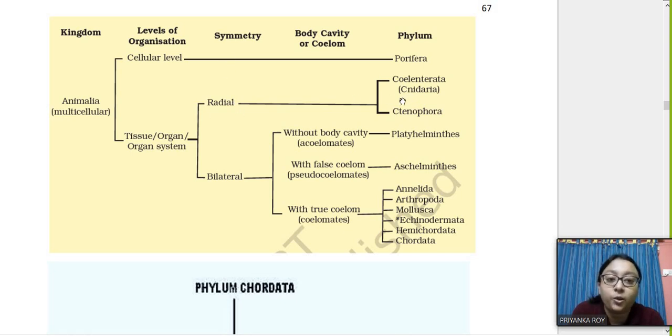In radial, as I had already discussed, Ctenophora shows biradial symmetry, and radial symmetry is shown by Cnidaria. But the poriferans are asymmetrical. In bilateral symmetry we have the acoelomates without any coelom, Platyhelminthes, the pseudocoelomates or false coelom, the Aschelminthes, and the true coelom or coelomates, which are annelids, arthropods, mollusks, echinoderms. So in the last video I had stopped at echinoderms. So today we will start with Hemichordata, and then we will move on to the chordate classification.